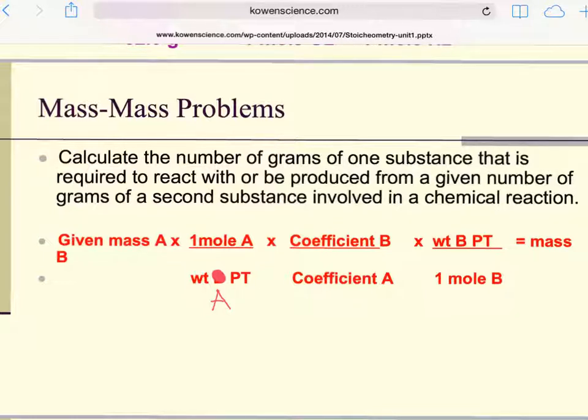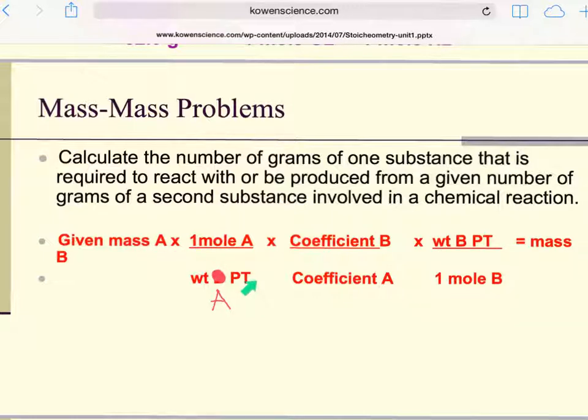So as we look at this equation, we will have our given mass of chemical A. We'll have 1 mole of A over the weight of chemical A from the periodic table. We multiply that times our coefficients from our balanced chemical equation. Coefficients for chemical B will be on top. Coefficients for chemical A will be on bottom. We multiply that times the weight of chemical B from the periodic table over 1 mole of chemical B.